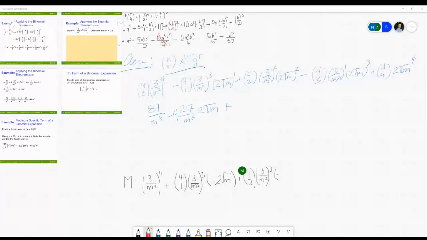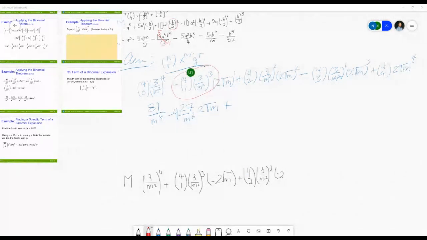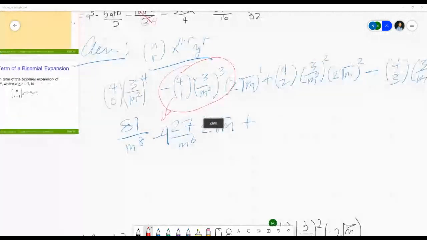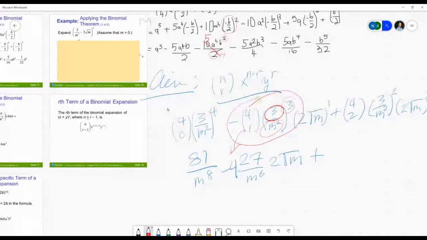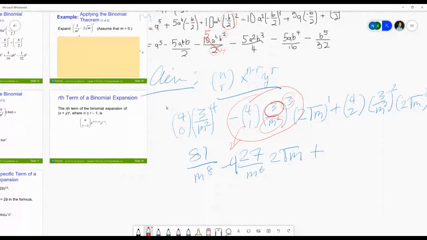Hey, Professor, before I continue, can you check my math on this part where I have to have the coefficient of 4 choose 1 here, right? And then I also have to do the math of the exponents here and here to get 27 over m to the 6th. Yeah, looks fine. Okay, I think before I corrected myself, I forgot to do the coefficient. Okay, I understand. Thank you.